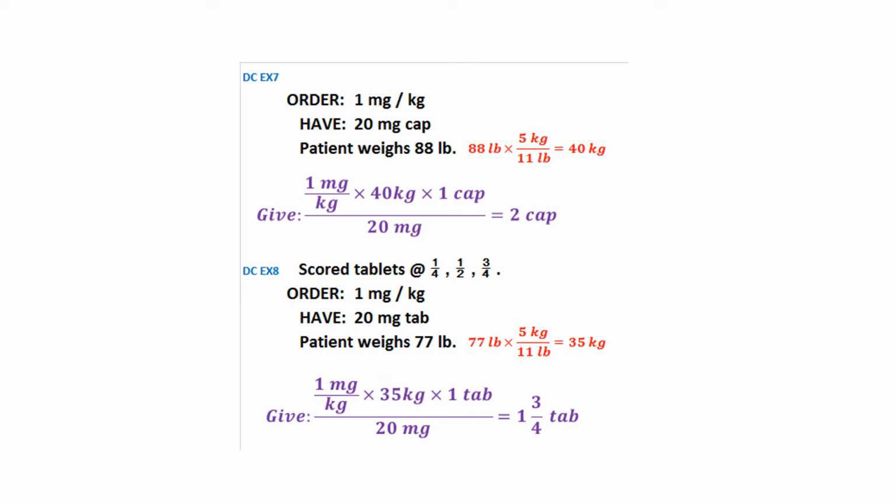So we see below, we got 20 milligram tablets now, and they're scored. So we got 1 milligram per kilogram times 35 kilograms times 1 tablet over 20 milligrams. The kilogram units cancel, the milligrams cancel. We got 35 over 20. That's 1, and 15 over 20, which simplifies to 1 3/4 tablets, and that's part of our scoring, so that's a legitimate amount.